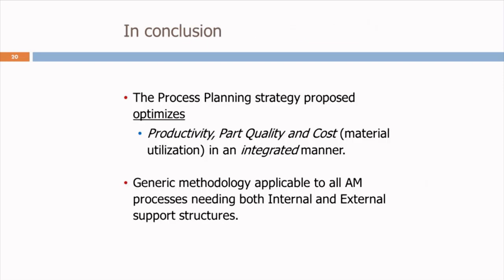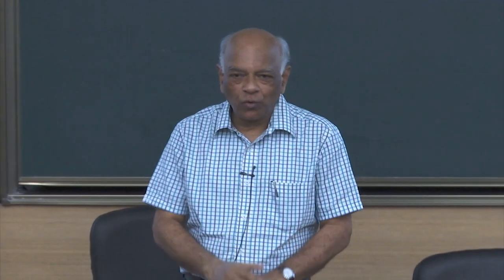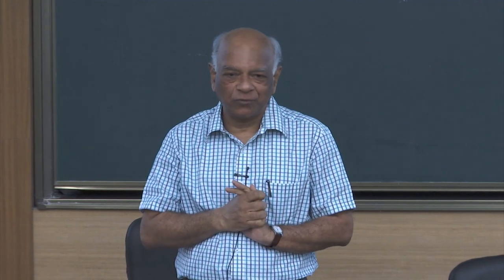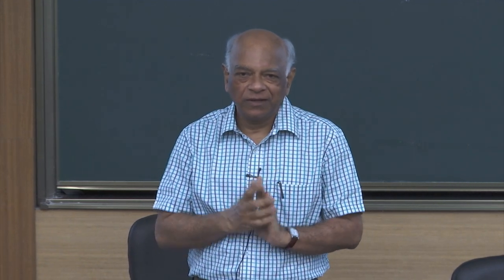So in conclusion, the process planning strategy which we have proposed optimizes three different parameters, namely productivity, part quality, and the cost or material utilization, in an integrated manner. Another important part, since it is in the computational domain, is that it is a generic methodology which can be applied to all the AM processes needing both internal and external supports.